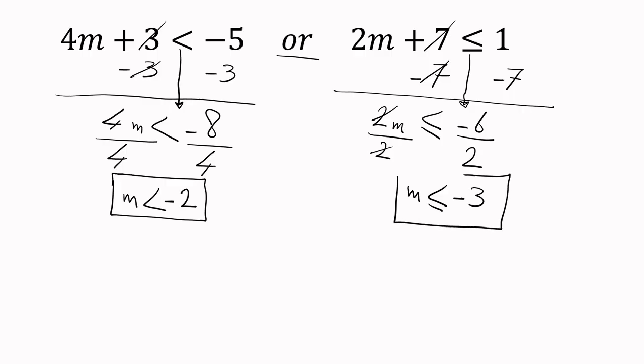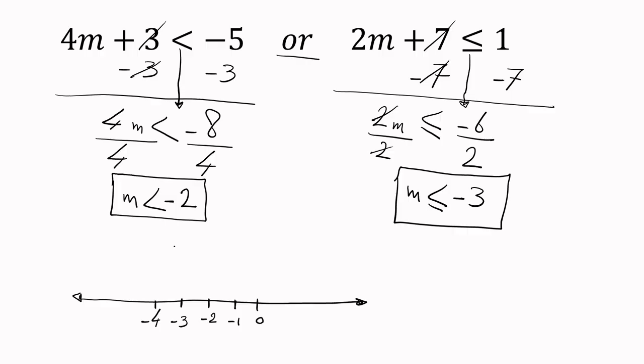Now let's show these ranges on a number line. And by the way, if you solve enough examples, you can skip this part, showing on a number line. It's not necessary to do that. This is my number line. This is my 0, negative 1, negative 2, negative 3, negative 4.